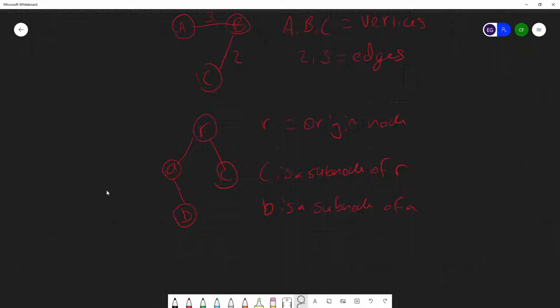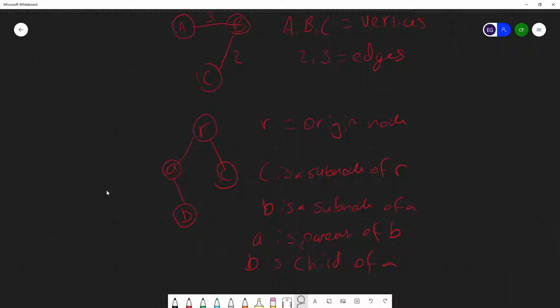And so we can say that when a node has a subnode of its own, it's called a parent. So A is parent of B, and we can say that when a subnode has a parent, it's a child. So we could say B is child of A, and it's reversible. So you can change child for parent and switch up the order.